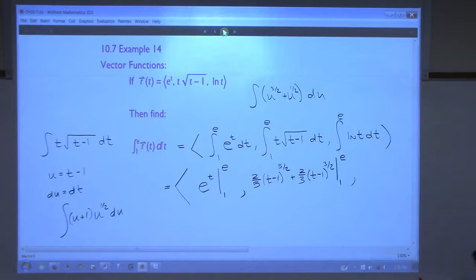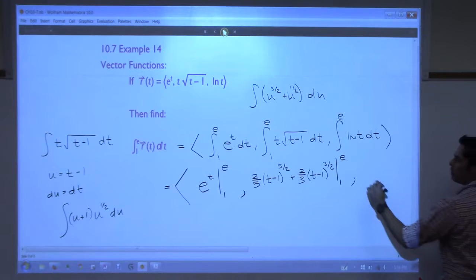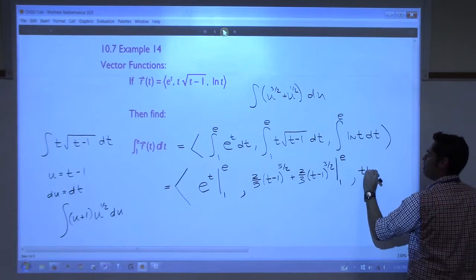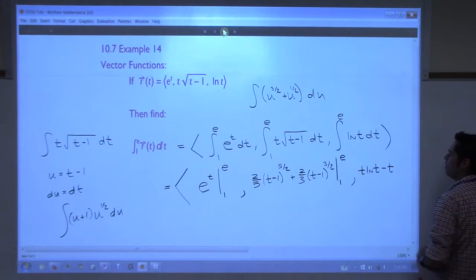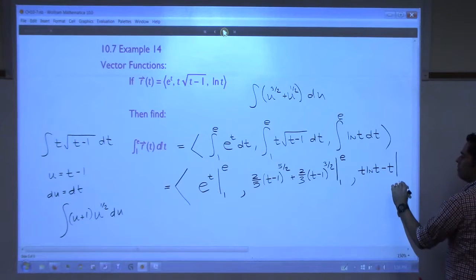You could do that one with integration by parts, or you could just remember the formula. Anyone remember the formula? x ln x minus x. So for us, it'll be t ln t minus t, evaluated from 1 to e.